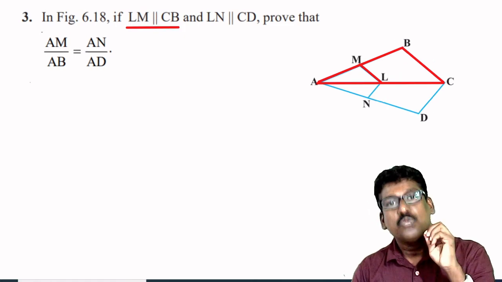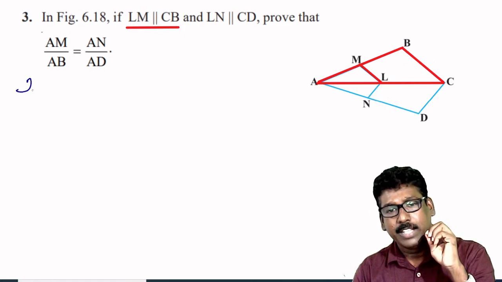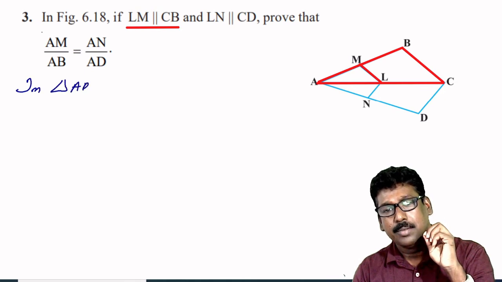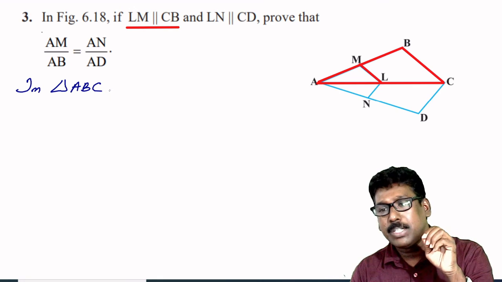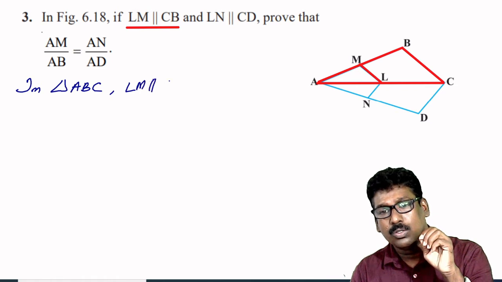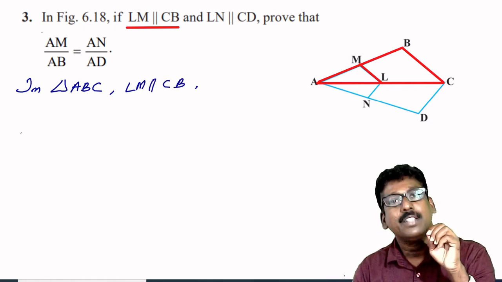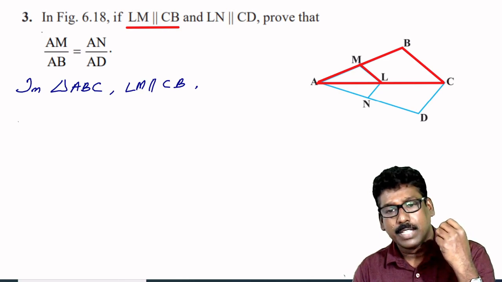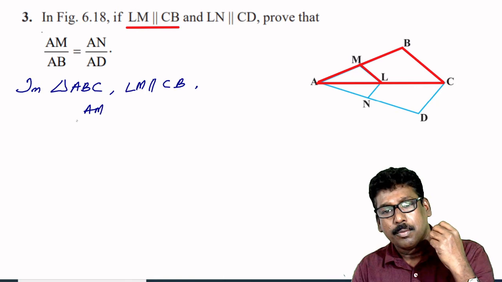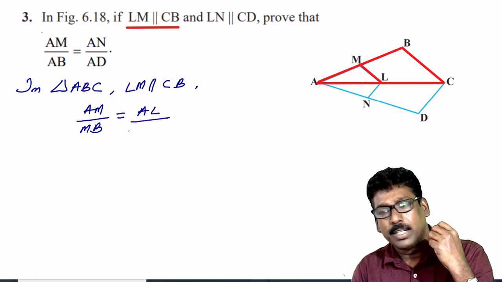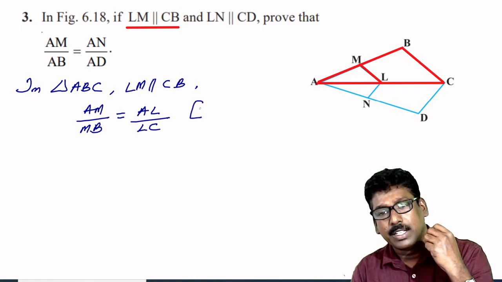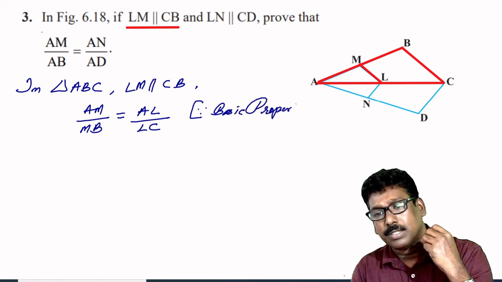Now after finding the triangle, you can apply the basic proportionality theorem as LM is parallel to BC. So first you have to mention the triangle. So we can write, in triangle ABC, LM parallel to CB as given. Then you apply the basic proportionality theorem. That is AM by MB, you can write it as AL by LC. And the reason you can write as since basic proportionality theorem.